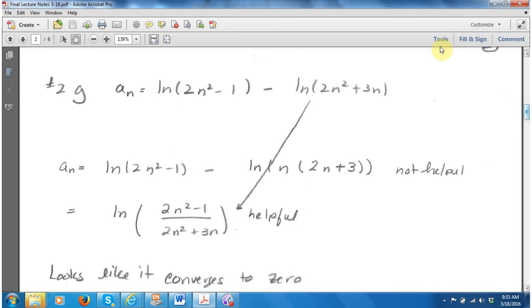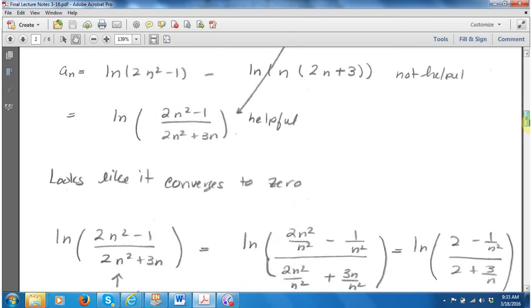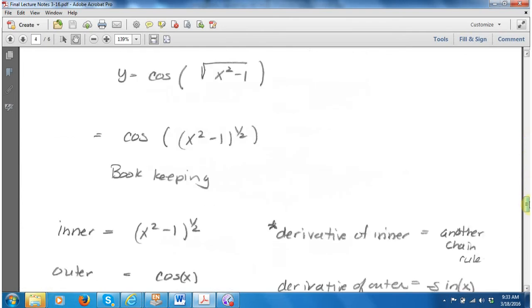But what is helpful is instead if I look at log of a minus log of b, the log law says that's log of a divided by b. That is helpful because now inside the log is an expression I know how to deal with. That's division by the highest power. So I would actually simplify this. But let's go look at the graph before we get started.